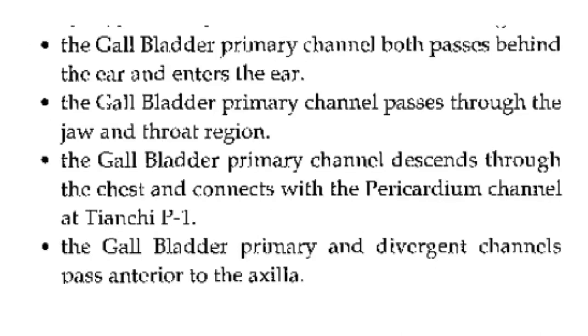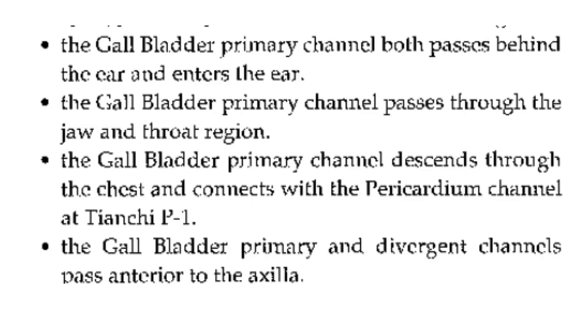The gallbladder primary channel both passes behind the ear and enters the ear. The gallbladder primary channel passes through the jaw and the throat region. The gallbladder primary channel descends through the chest and connects with the pericardium channel at pericardium 1.